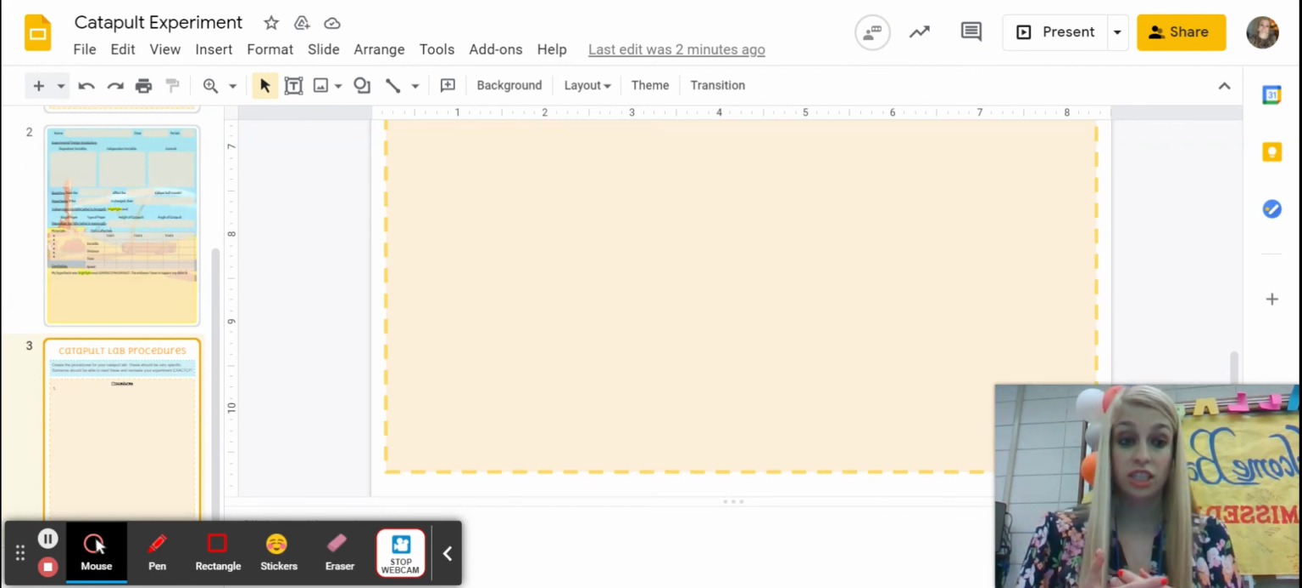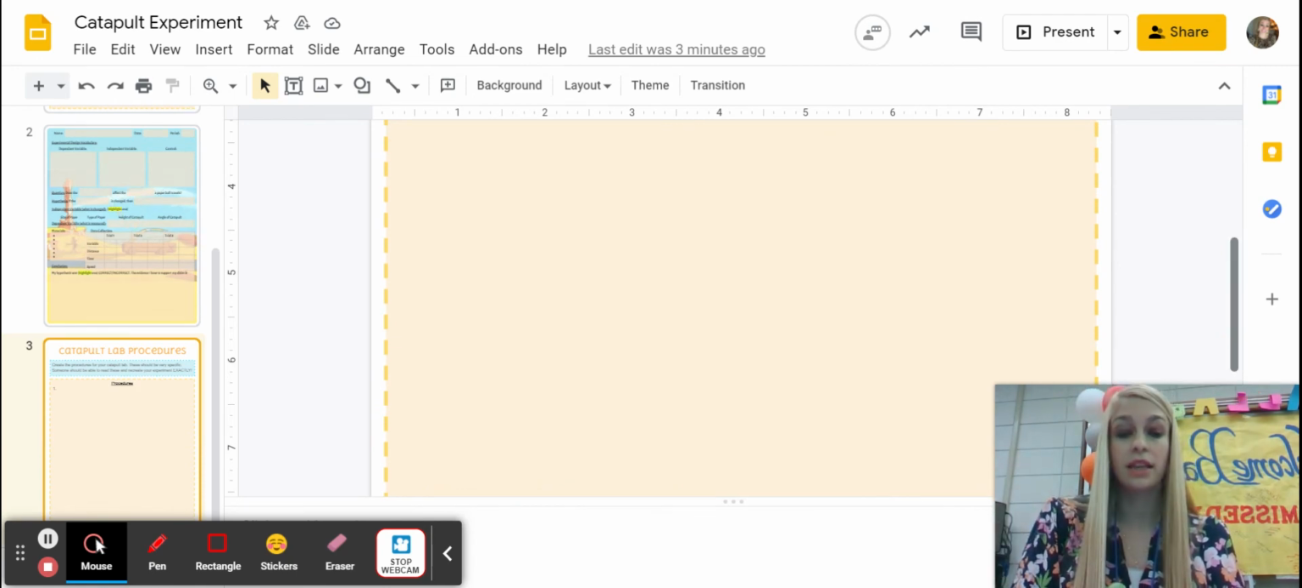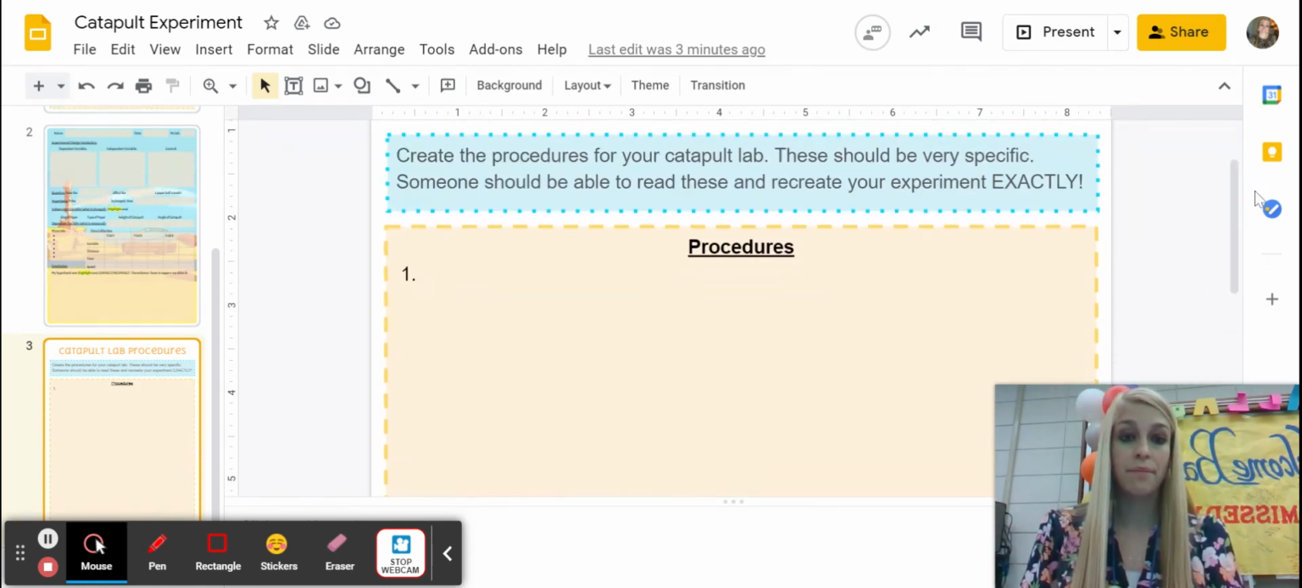Procedure is your instructions for how to do the lab. I'm not giving them to you. You are developing them. So you are deciding, what steps do I need to take? What steps would someone need to take reading this in order to complete the lab?